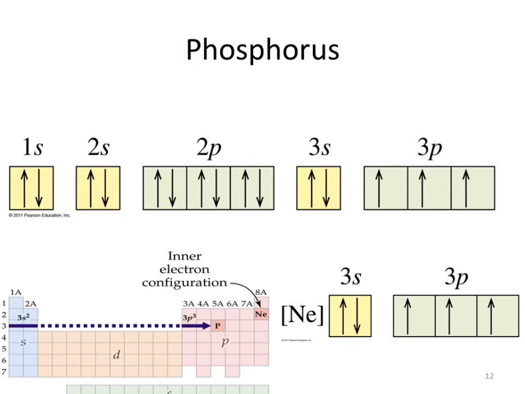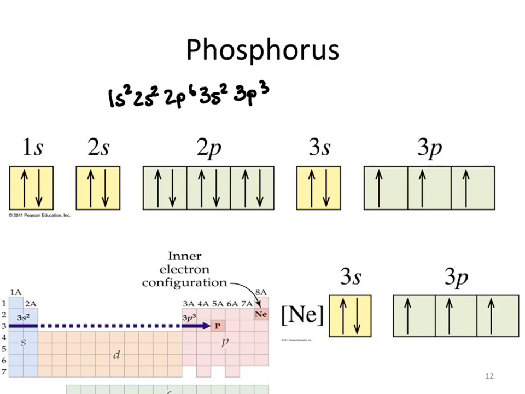Okay, phosphorus has an atomic number of 15. All right, so we have this configuration here of 1s2, 2s2, 2p6, 3s2, 3p3. Okay, now remember, when we fill an energy level, we now drop down to the next period and start the next energy level.